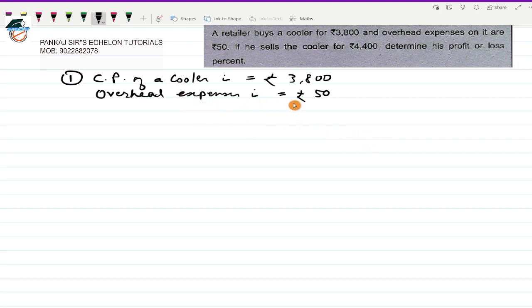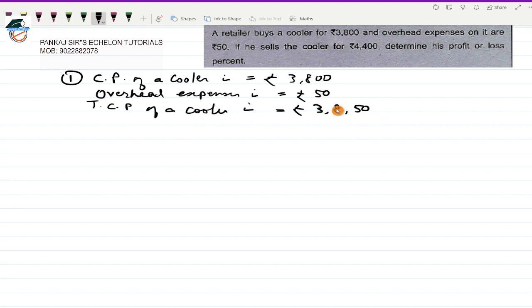So when overhead expenses are given, then you will have something called total cost price. So total cost price, TCP, of a cooler is now equal to rupees, you have to add these overhead expenses to this. So 3850, it will become 3850. So this is the cost of the cooler.